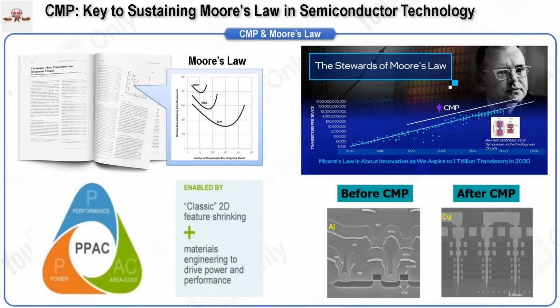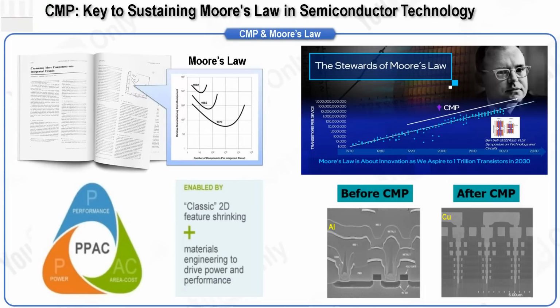Intel adopted CMP in the early 1990s for the 0.8 micron technology node, which produced the 486 microprocessor. CMP was necessary to planarize dielectric oxide insulating the aluminum metal interconnects. Over the past 3 decades, CMP applications have expanded dramatically, supporting the continuation of Moore's law.